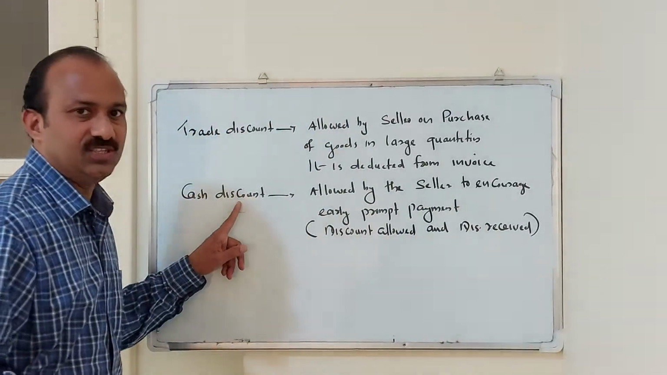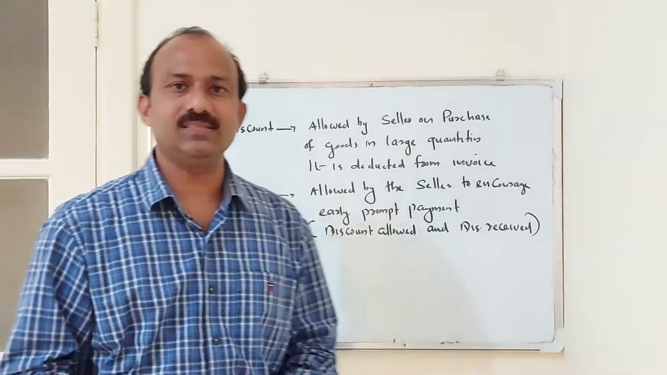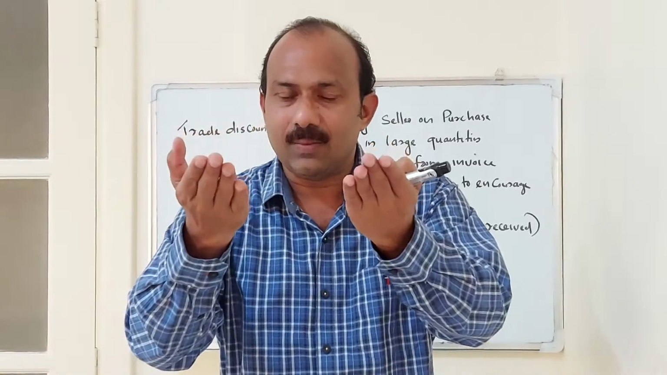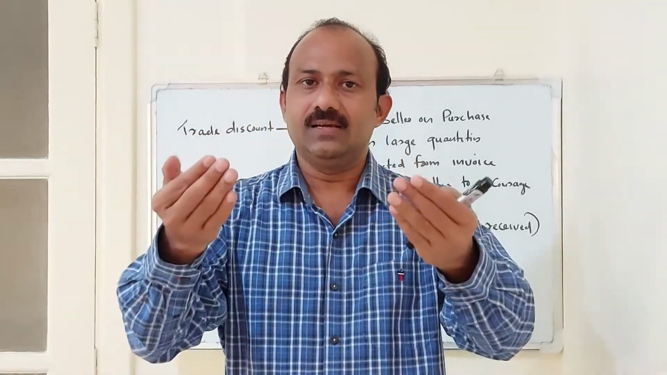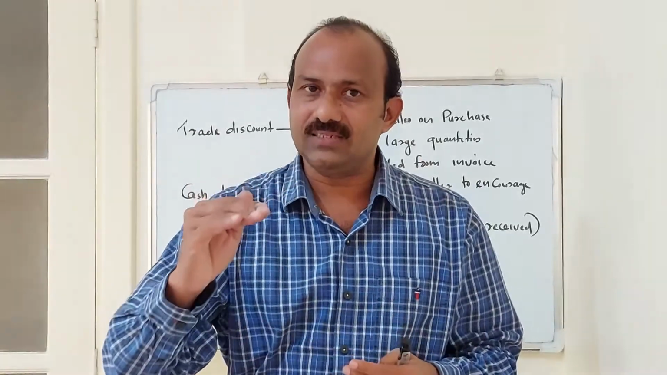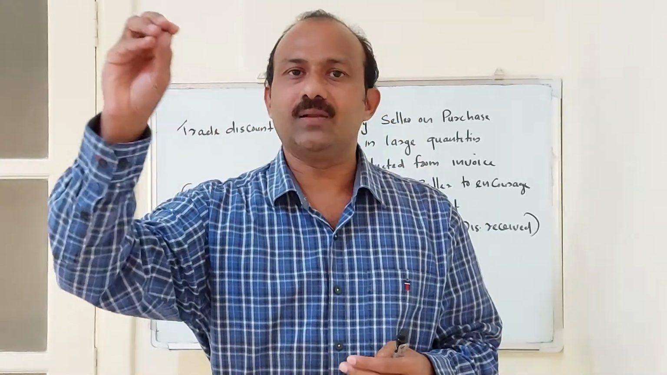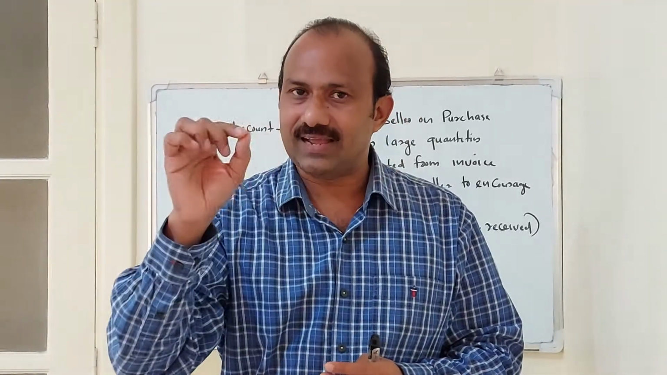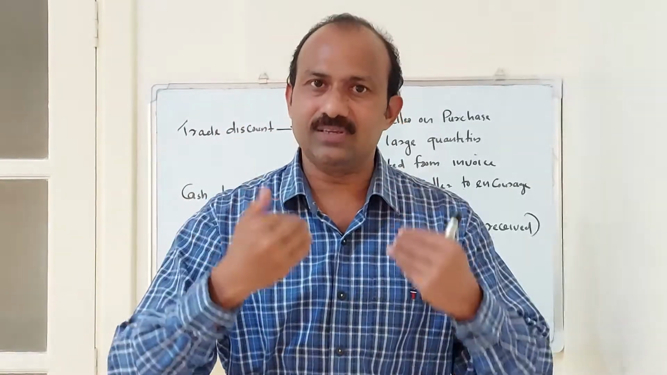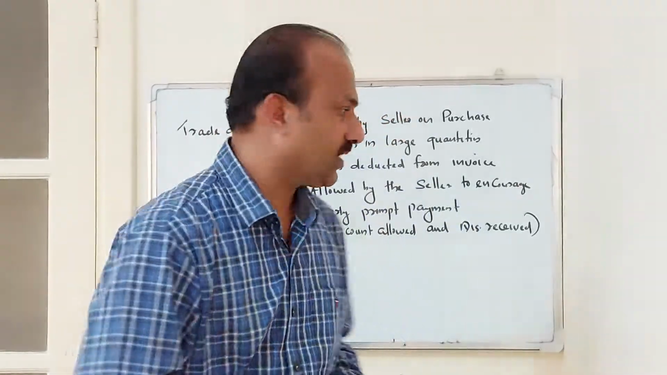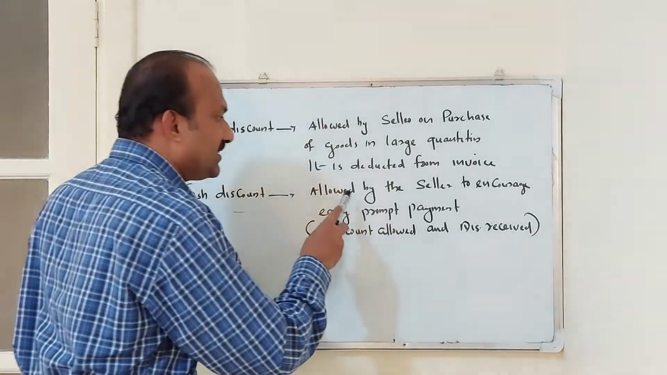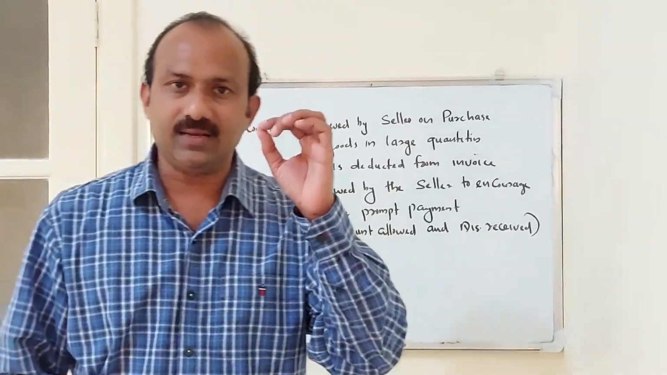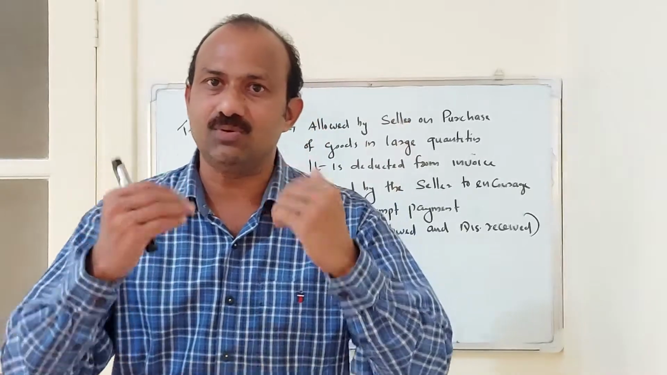The second one is cash discount. Normally, all organizations allow cash discount. When prompt payment or early settlement is made, one person allows another person a discount, and that is known as cash discount. The allowing person records it as discount allowed. The receiving person records it as discount received. Cash discount is allowed by the seller to encourage early payment.